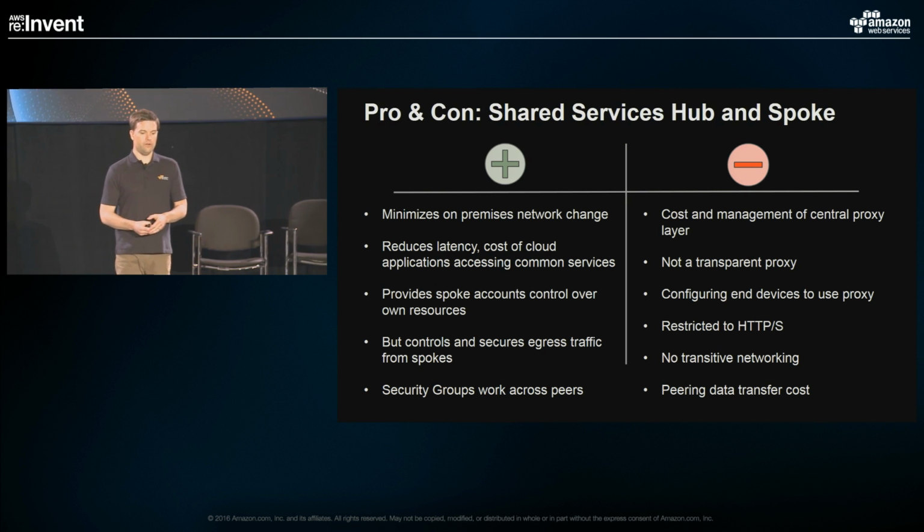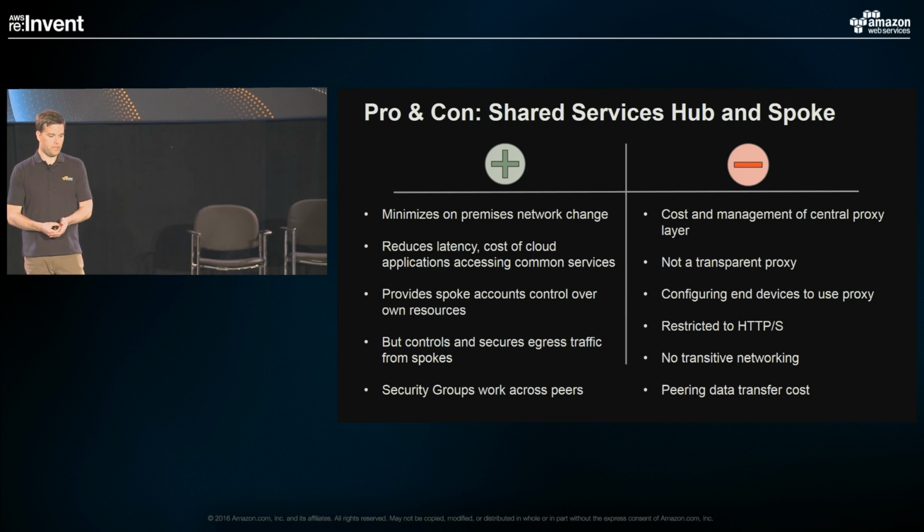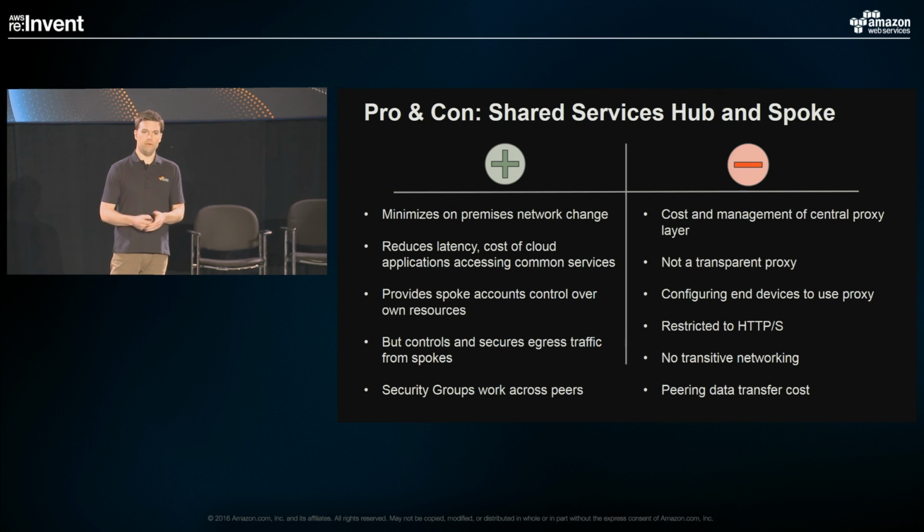On the con side for the hub and spoke, obviously you're managing the cost and the management of the actual proxy. All those instances that comprise the proxy are your responsibility. I mentioned it's not a transparent proxy, so you have to do the configuration to point everything to that proxy to use it for HTTPS. It's restricted to L7, to HTTPS. And we point out the no transitive networking and the peering data transfer cost. There is a cost to use peering, 1 cent a gig. So if you're doing very significant data transfers between peered VPCs, you want to pay attention to that traffic and figure out whether the peering makes sense for you.